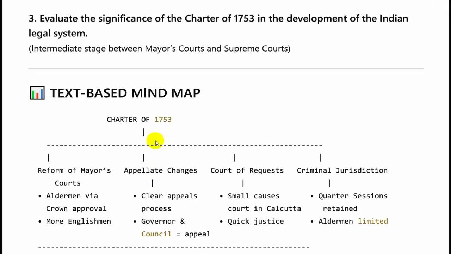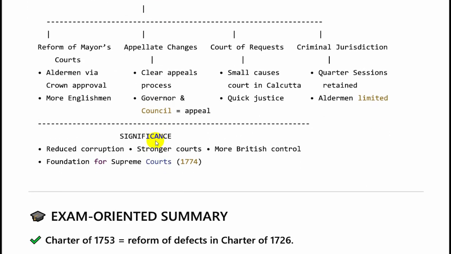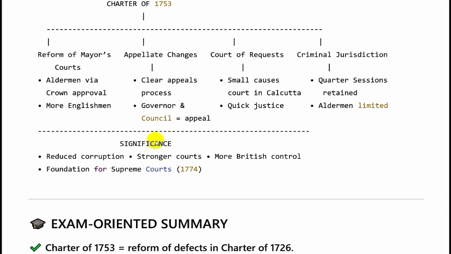Evaluate the significance of Charter of 1753 in the development of the Indian legal system. Here we have to talk about the intermediate stage between the Mayor's Court and the Supreme Courts. So let us look at the mind map first. Charter of 1753. The reform of Mayor's Court, that was the main purpose, to reform the Mayor's Court.